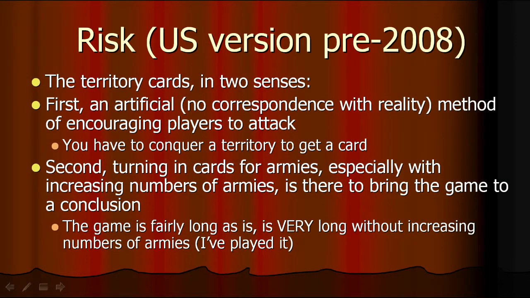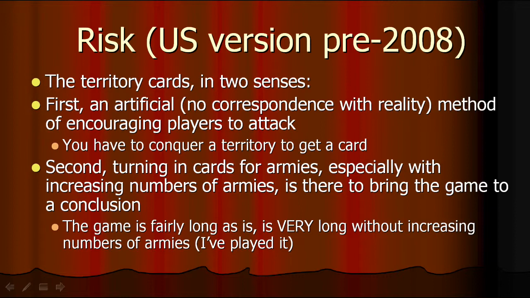How about Risk, the US pre-2008 version? Not the one with the missions. Some of those earlier versions had mission cards, but they didn't work. In 2008, Risk was revised with missions to make it a quite different game. In Risk, US, the territory cards are kludges in two senses. First, they were an artificial method, and by artificial I mean there's no correspondence with reality, of encouraging players to attack, because you have to conquer a territory to get a card. It was something to try to discourage turtling, which is quite common in Risk.